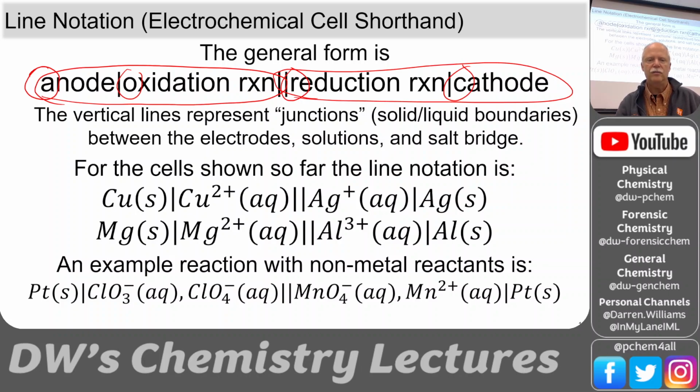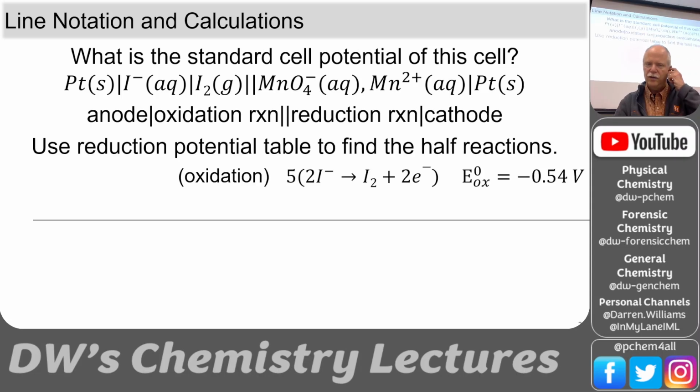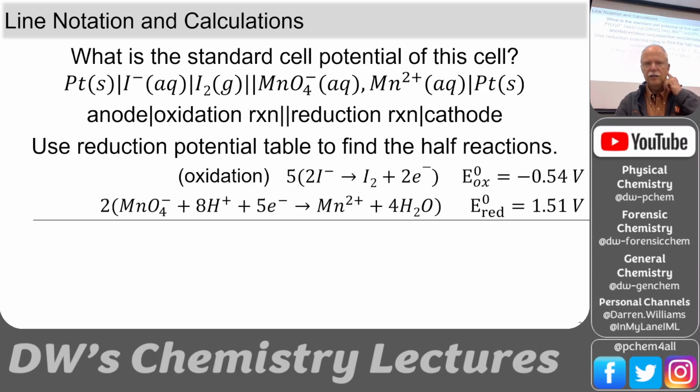Now this vertical 2 bars here, there's a vertical line representing every junction. So every solid liquid boundary is a junction in these cells. So I've got some examples of line notation.